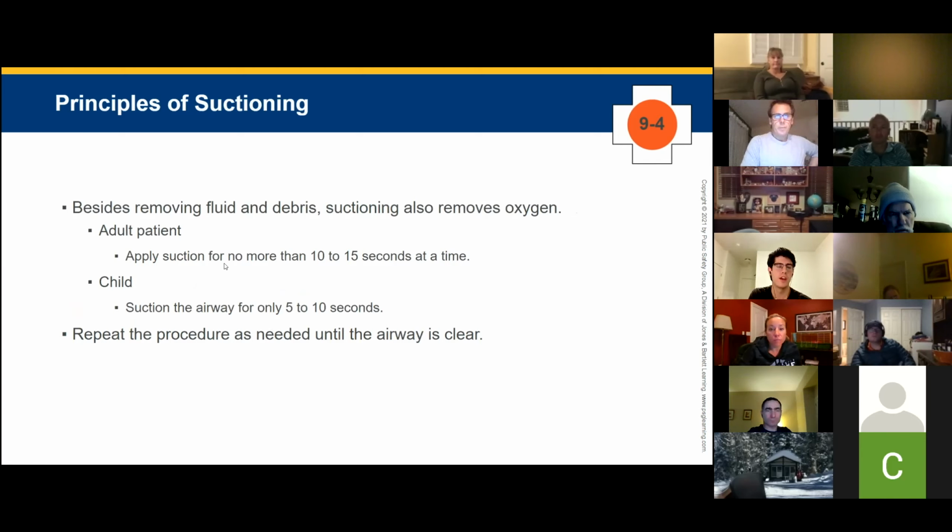Okay. You want to apply suction for no more than 10 to 15 seconds because you don't want to deprive the person of air for too long. That's 10 to 15 seconds in an adult. Children, no more than 5 to 10 seconds. So just be conscious when you're doing suction, you're sucking air out of the airway. So you need to think, I'm depriving this person of air. I can't do this forever. You get a set amount of time on that, then you need to be done.